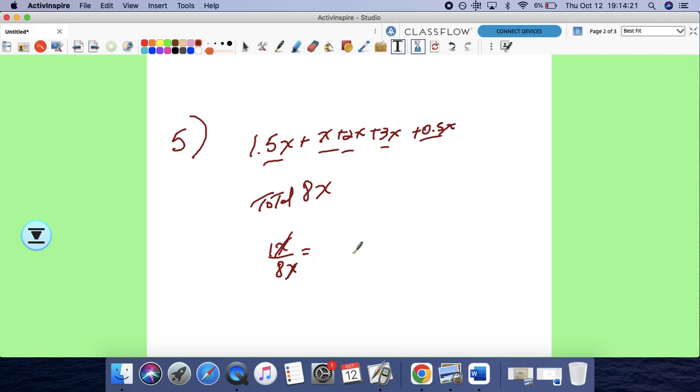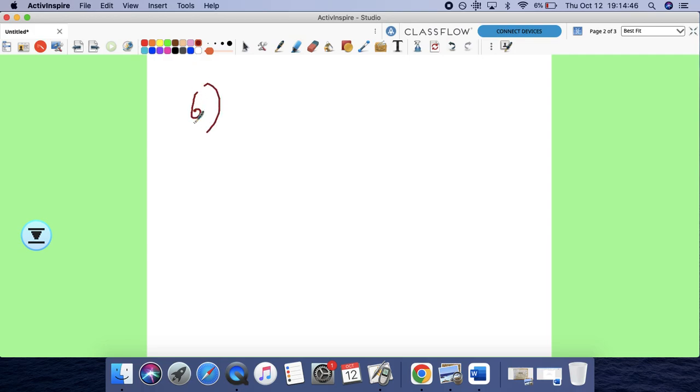And 1 over 8 is a very small number, not very small, right? So that would be 0.125, or 12.5%, right? Which makes this B. All right, number 6.